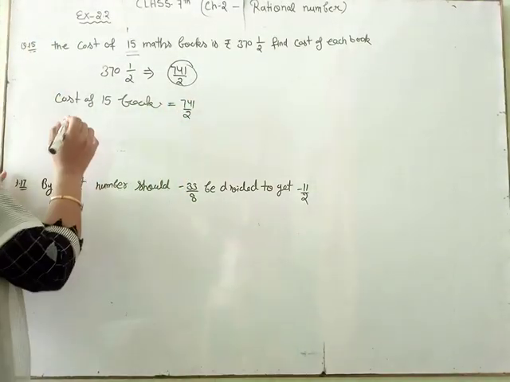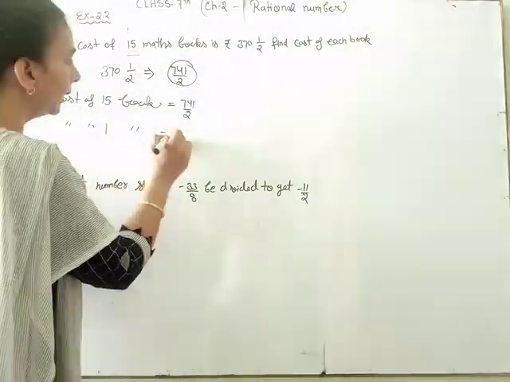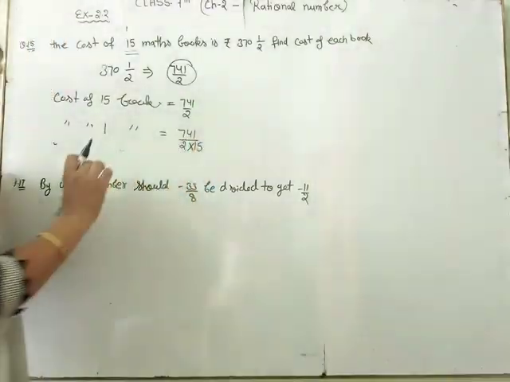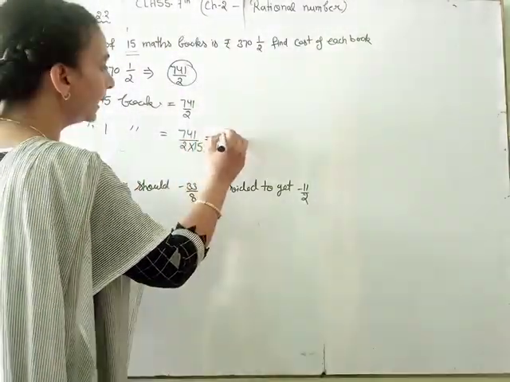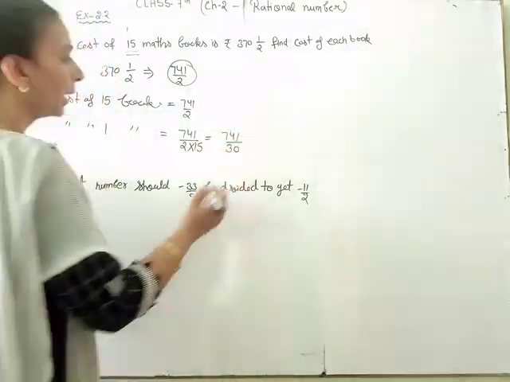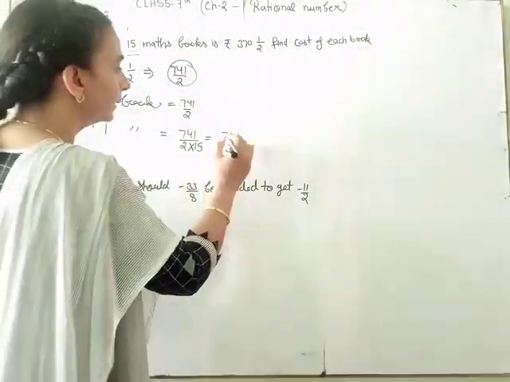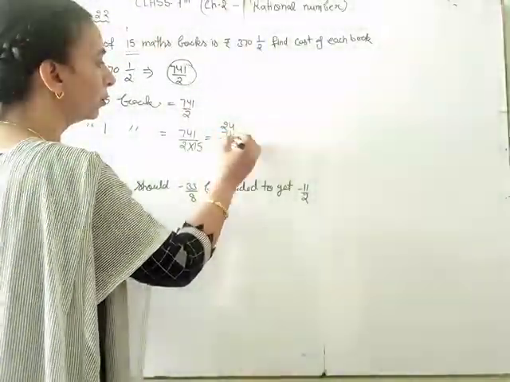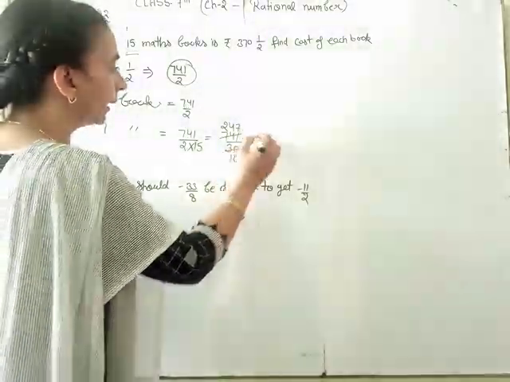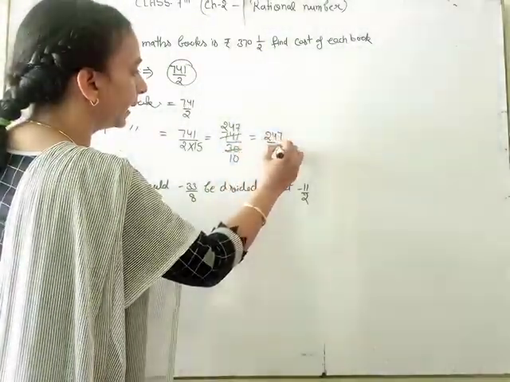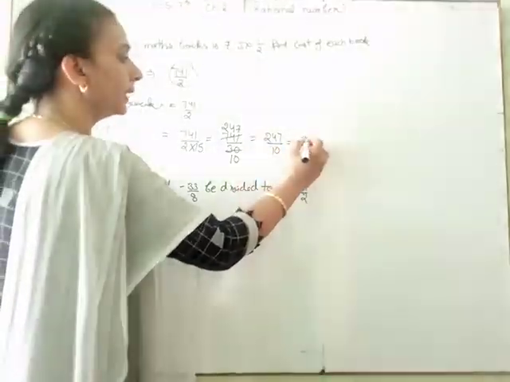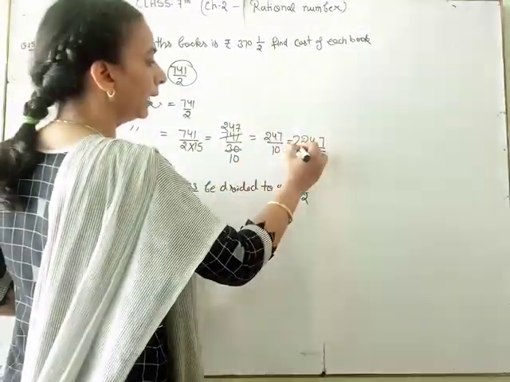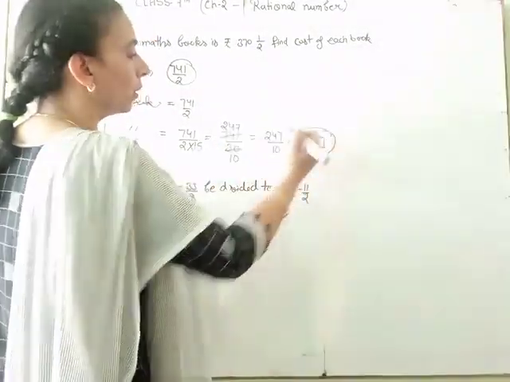We find the cost of one book. Cost of one book is 741/2 divided by 15, because we find the cost of one book, and that is 741/30. Dividing by 3, then 3 times 2 is 6, 3 times 4 is 12, then 247/10. Okay, 247/10, and this equals, we write this, 24.7. Okay, this is in rupees. This is the cost of one book.